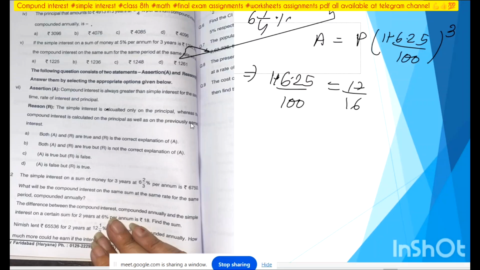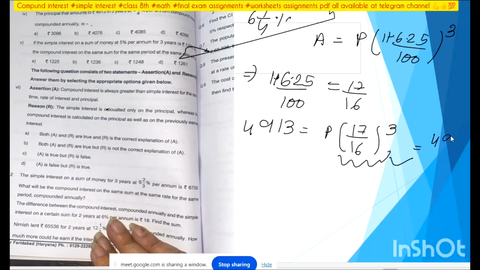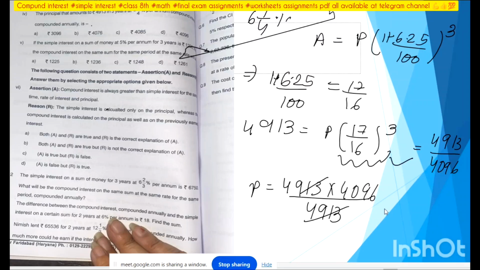Okay, now see, 4913 is equal to P into 17 by 16 whole cube. Okay, now this part is equal to your 4913 by 4096. Okay, so I can write P as your 4913 into 4096 divided by 4913. So 4913 and 4913 cut, so I am getting 4096 rupees as my principal. Okay, option D.